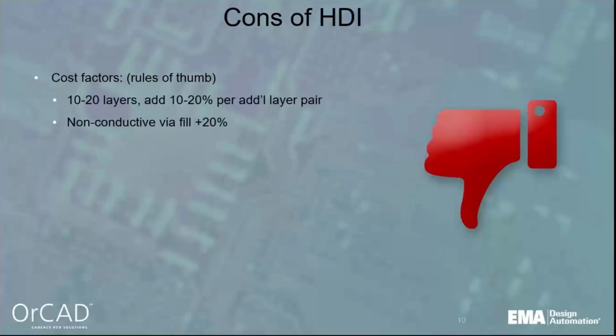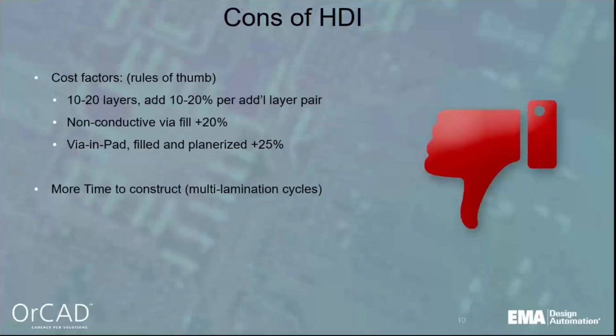Non-conductive via fill is going to be a problem in manufacturing. So this can cause some issues, and working with your manufacturer is very important. Via and pad can also cause some problems because of manufacturing. You want to make sure that those are completely filled and panelized. And then they cost more time to construct these. So there's a lot of steps that go into building your HDI boards.